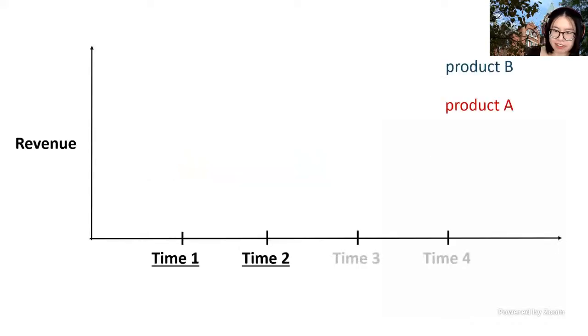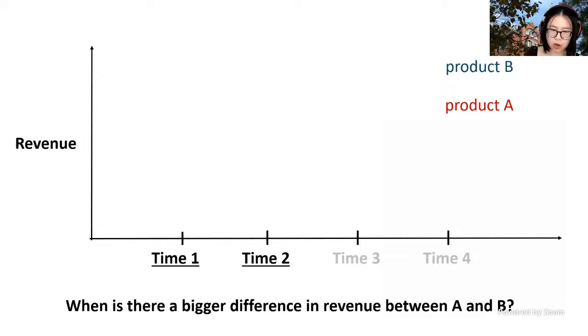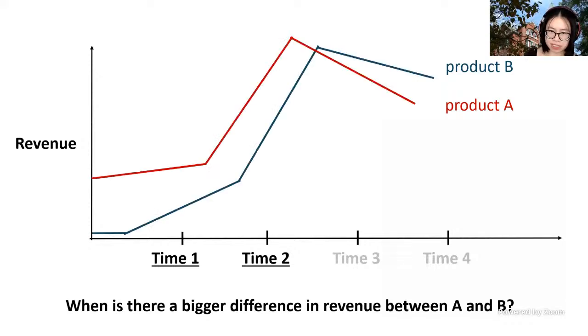So I here have the revenue of two products, A and B, and the x-axis shows time. And my question for you is, when is there a bigger difference in revenue between A and B? Here's the data. And before I reveal the answer, maybe write it down so you can't change it later. All right, that should be enough time.